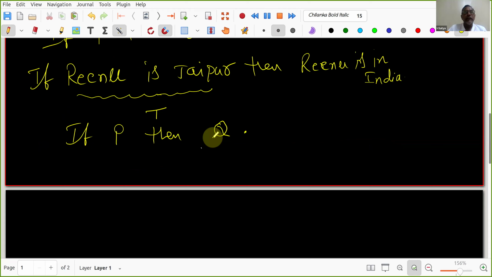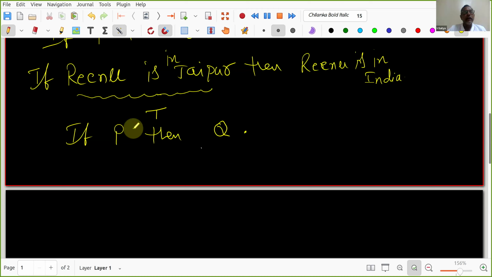Okay. What is P and what is Q in this? If Renu is in Jaipur, then Renu is in India. What is P and what is Q? Sir, P is Jaipur and Q is India.